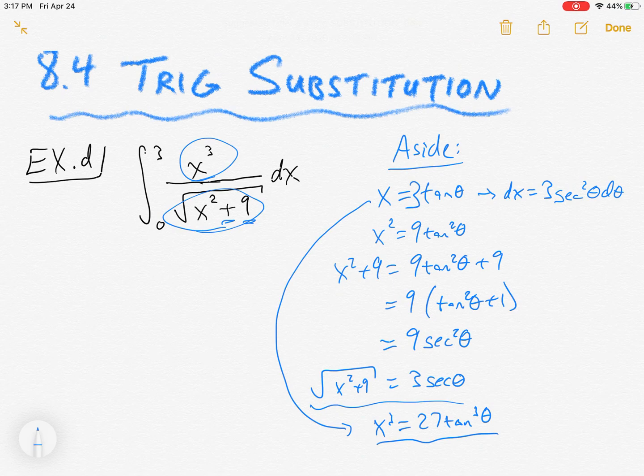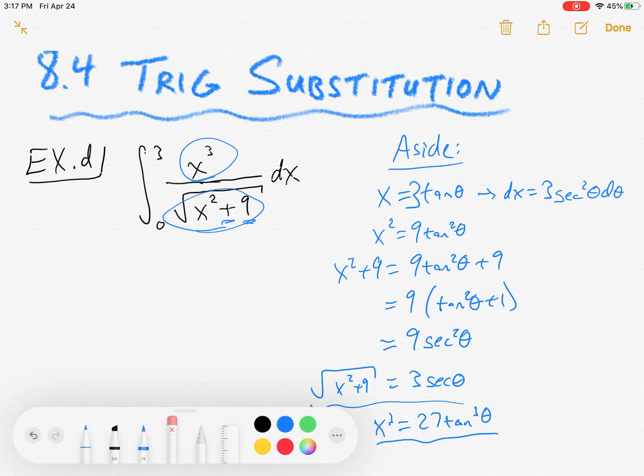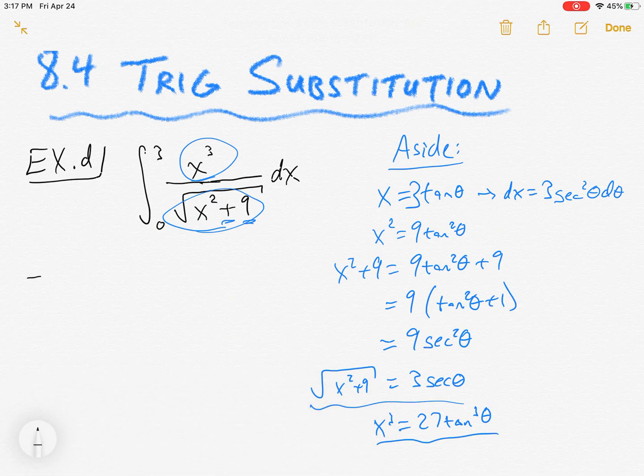You know what? I can go ahead and do that as well. If x is 3 tangent theta, then x cubed is 27 tangent cubed theta. I wonder if that arrow is going to be a problem. I think it is. I'm getting rid of it. Okay, let's get back to our problem and do our substitution. There we go.